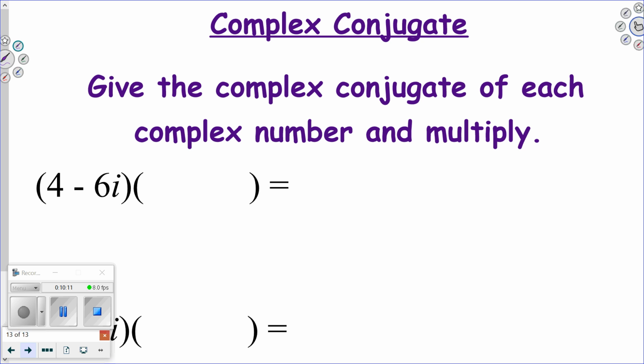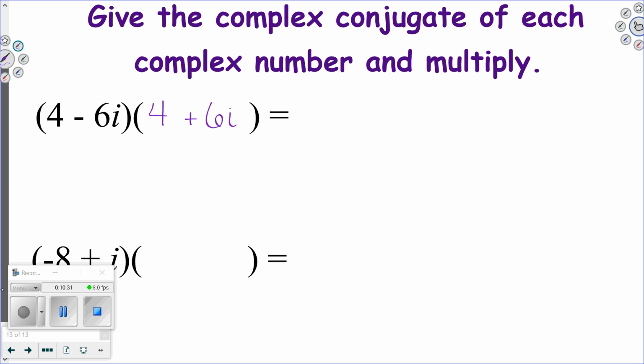All right, so go ahead and give me the complex conjugate and then multiply them together. So if I gave you 4 minus 6i, what is its conjugate? Good, it'd be 4 plus 6i. The only part that changes is the sign in between.